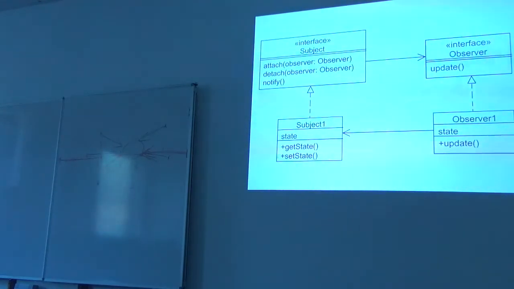So the subject does its own things. I did not put these methods here. The subject is something that some of your application objects are, and it does some useful things. For example, it could be a temperature sensor, and your observer objects could be different kinds of displays that display this temperature. So what this subject does is to measure the temperature.